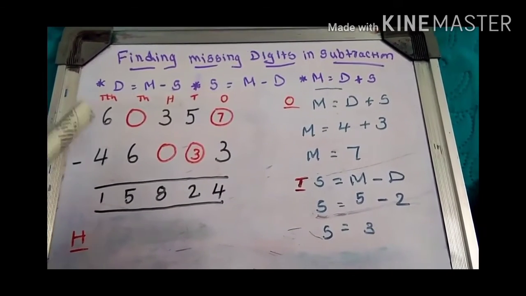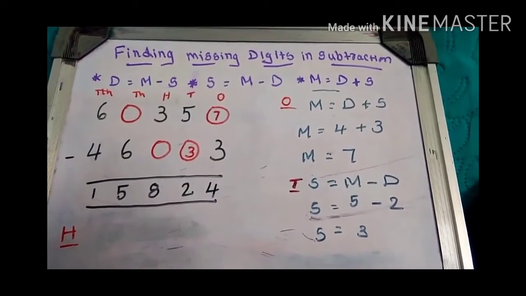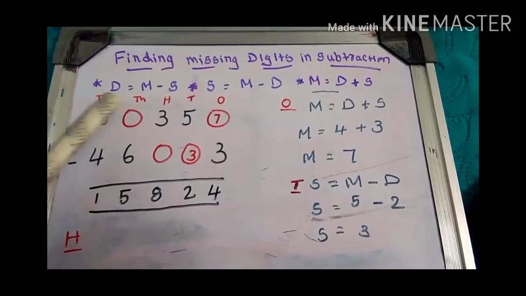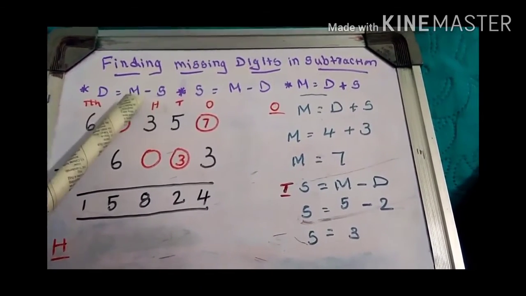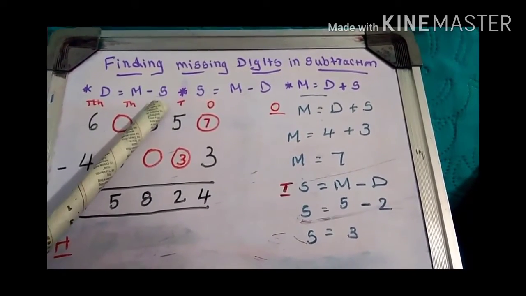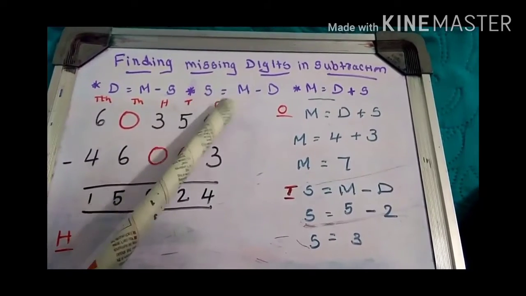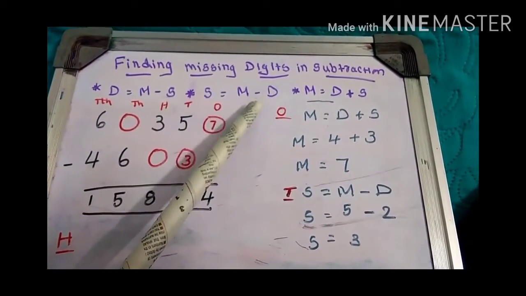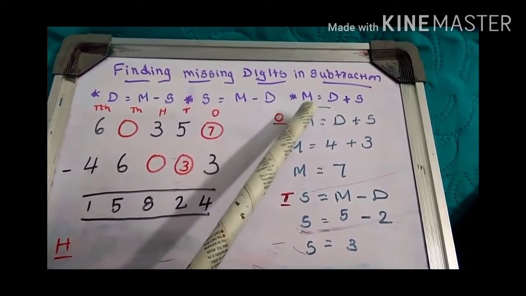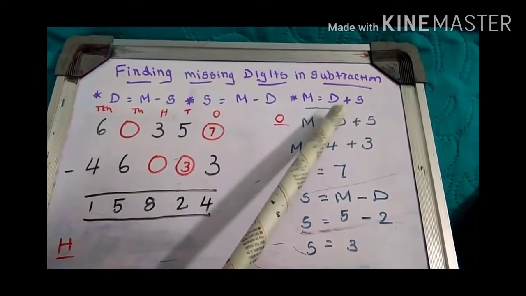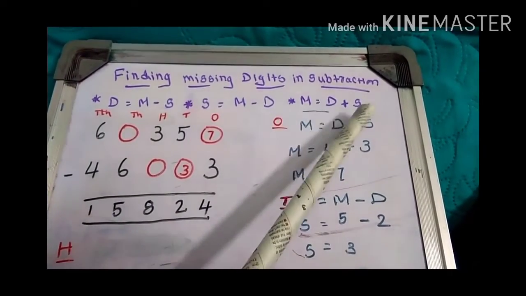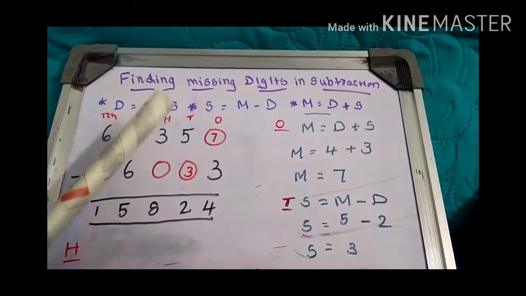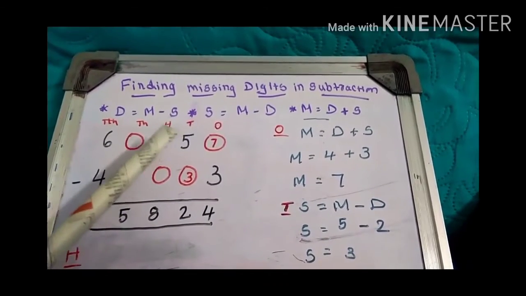Now let's find the missing digits in subtraction. Before going to that, or while you are solving the problems, keep these formulas in your mind. Difference is equal to minuend minus subtrahend. Subtrahend is equal to minuend minus difference, and minuend is equal to difference plus subtrahend.